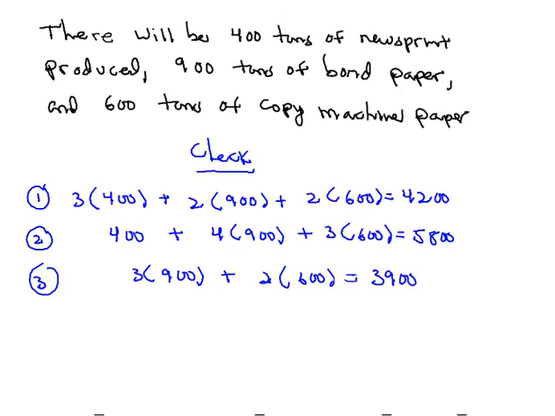So we can state then that there will be 400 tons of newsprint produced, 900 tons of bond paper produced, and 600 tons of copy machine paper produced. And as always, it's a good idea to go through the check. So if you substitute those values into each of the three equations, I'll leave it to you to actually carry out the computation here. But I think you will find, hopefully, that all of the values check in each equation.